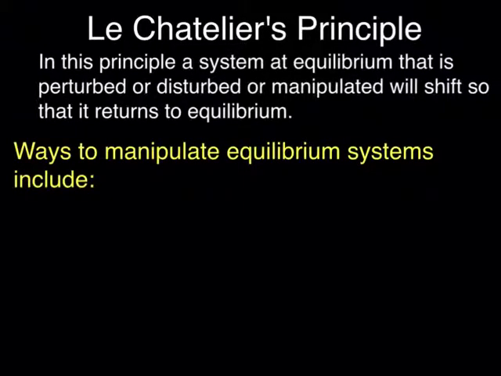Welcome to monochemistry. In this lesson, we're going to learn about Le Chatelier's principle. In this principle, a system at equilibrium that is perturbed, or disturbed, or manipulated, whichever one you like, will shift so that it returns to equilibrium. Basically, any system at equilibrium, if it's manipulated, changed in any way, will always make a shift so that it goes back to equilibrium, whatever it needs to do to go back to equilibrium.